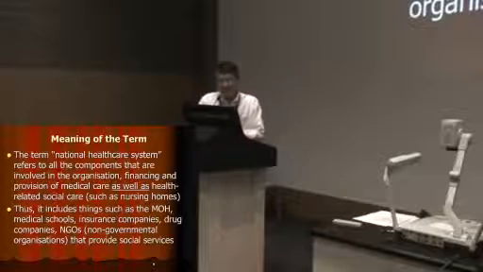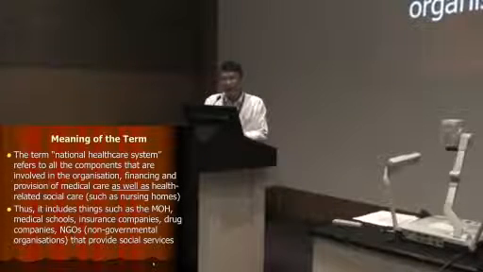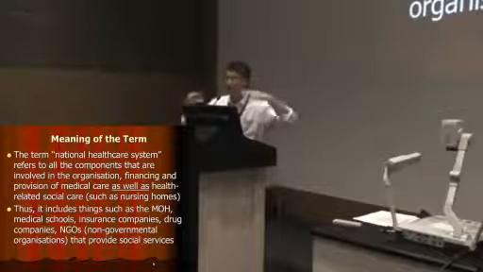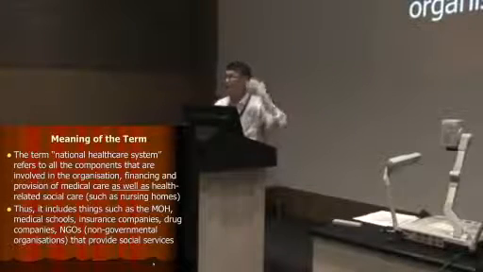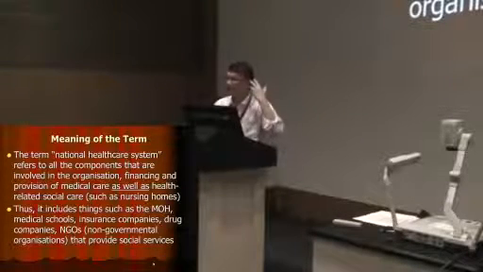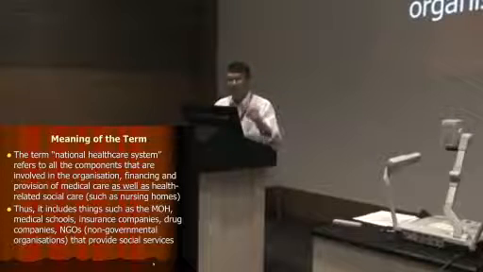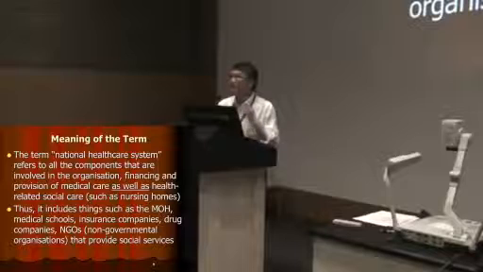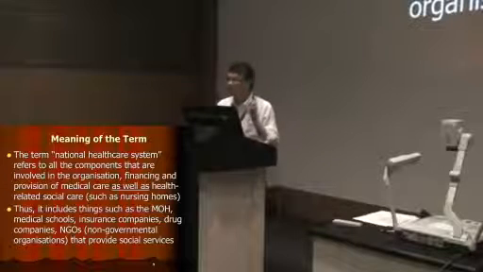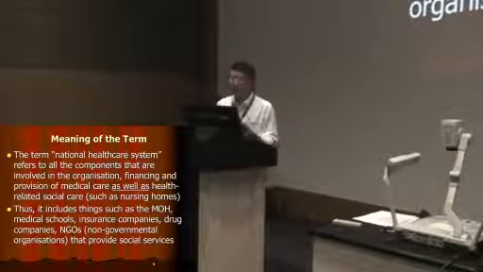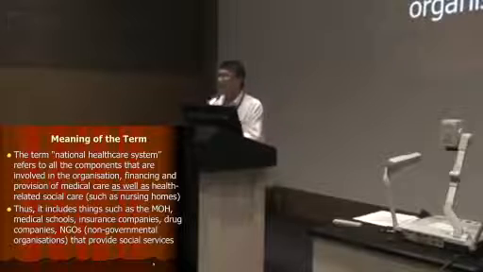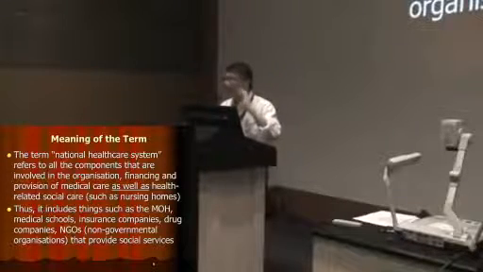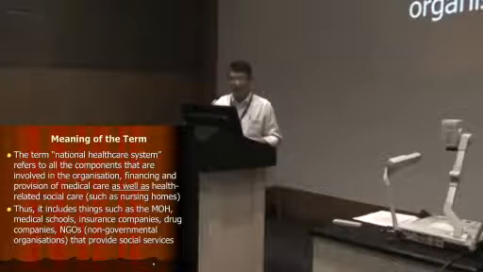Meaning of the term national healthcare system. It refers to all the components that are involved in the organization, how it's set up, financing, how you raise funds and how you pay for healthcare of the people, and provision, how you supply services. It's not only medical care, not only clinical care, not only GP care, hospital care, but also health-related social care: nursing homes, facilities for disabled people, facilities for elderly people, and so on.